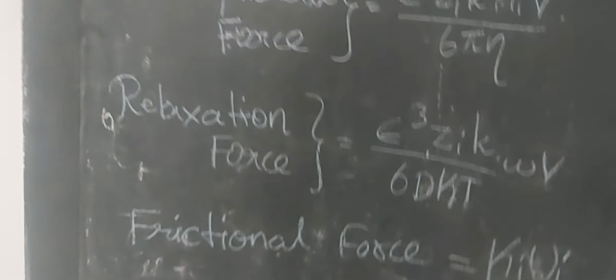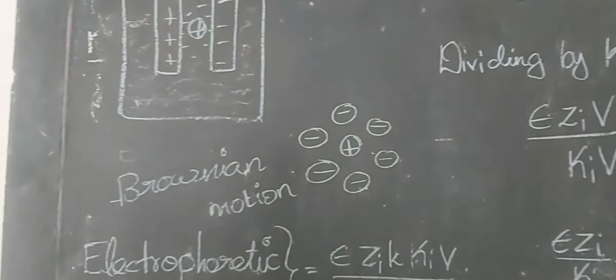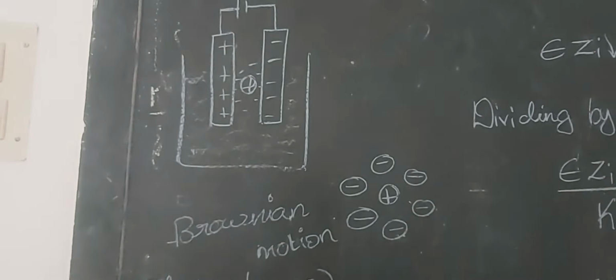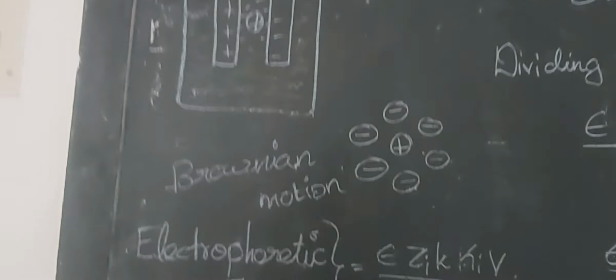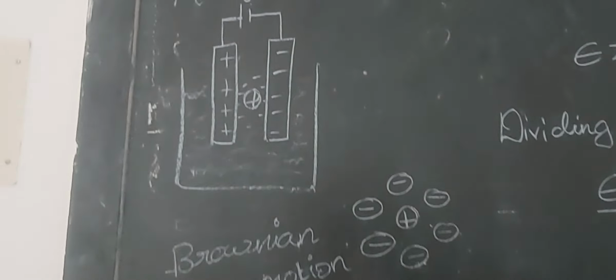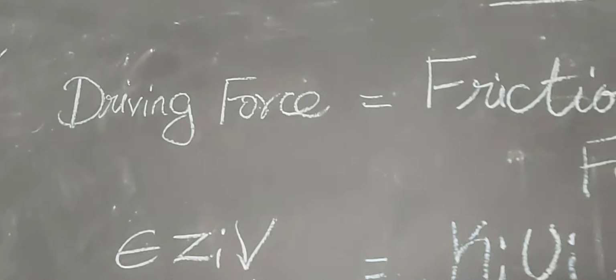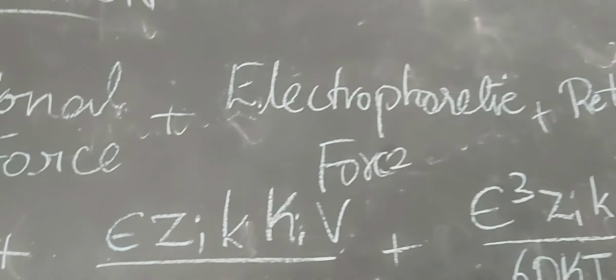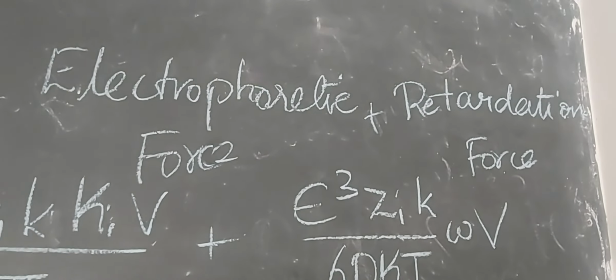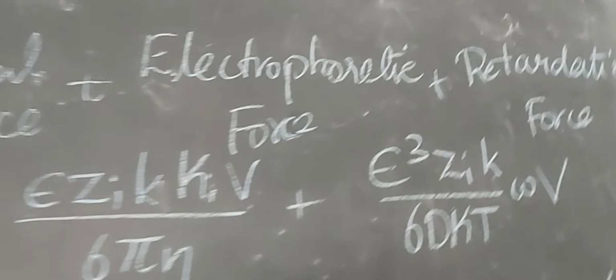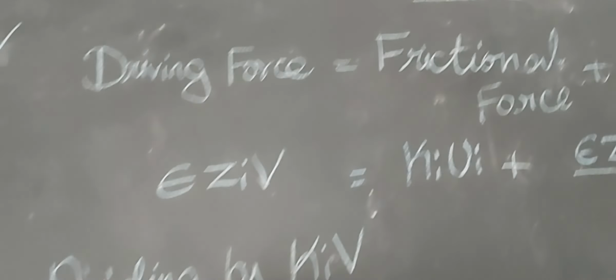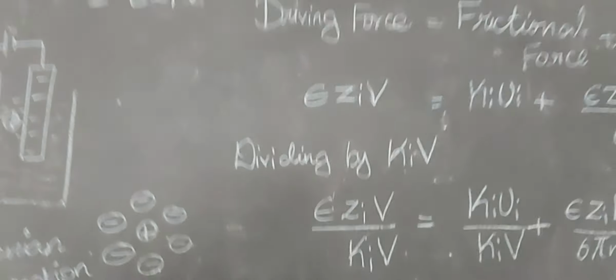Using Stokes' solution, the electrophoretic force, relaxation force, frictional force and the driving force, we come to the Debye-Hückel-Onsager equation. Let us see how the derivation goes. The driving force is equal to the frictional force plus the electrophoretic force plus the retardation, relaxation or asymmetric force.